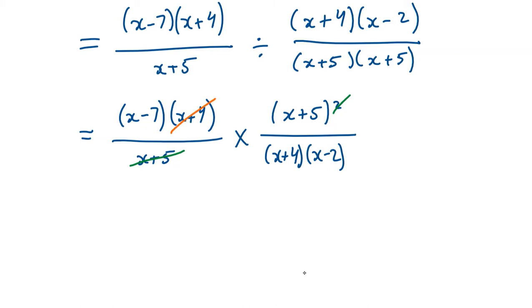Okay, and now I'm going to shove all of this together. So I've got an x minus 7 left on top and an x plus 5 left on top. And I've got an x minus 2 left on the bottom.